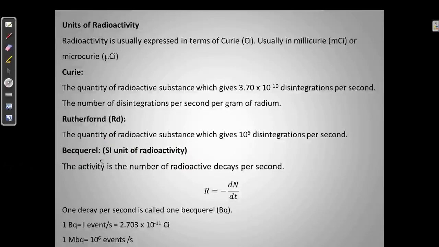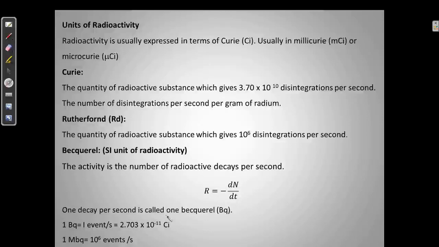The SI unit of radioactivity, this is the main unit, is named the becquerel, represented by Bq. And you know what is activity? Activity is the number of radioactive decays per second. The minus sign implies that as time passes, N, the present quantity of the radioactive substance, will decrease. That is what the minus sign represents.